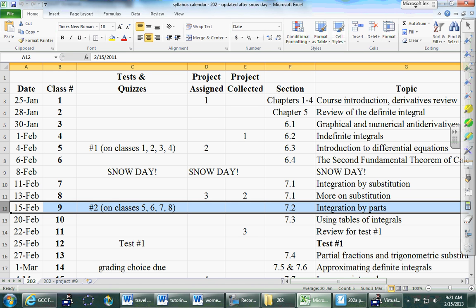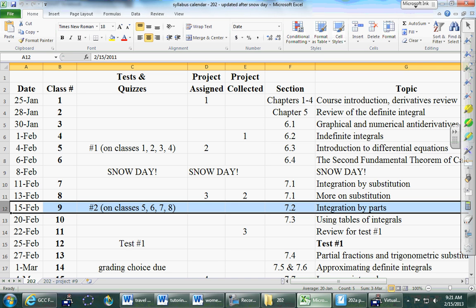Friday, a week from today, a couple of things happen. First, the project on area is due 1 week from today. Second, we have our full period review day for test number 1, which is happening on Monday, February 25th. A couple of days after that is when I'm going to ask you to give me your grading choice. Do you want homework to count? Do you want questions of the day to count, etc.? Questions on the calendar?